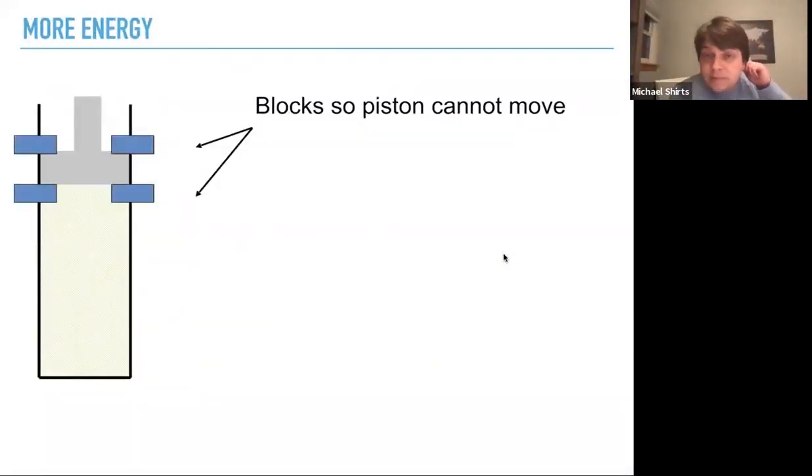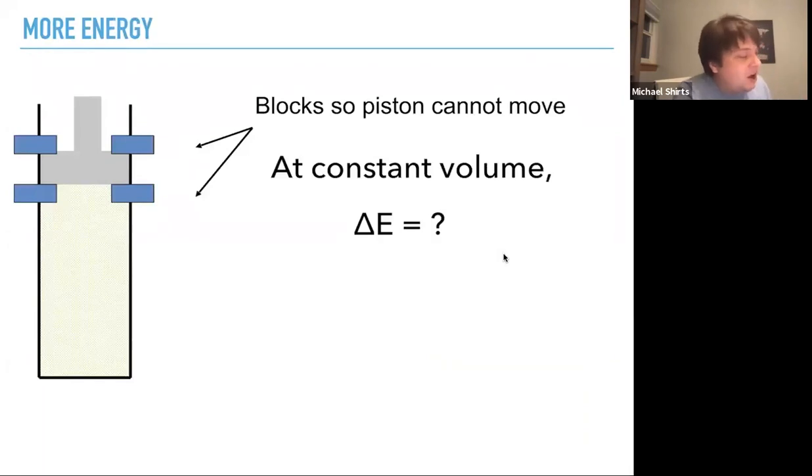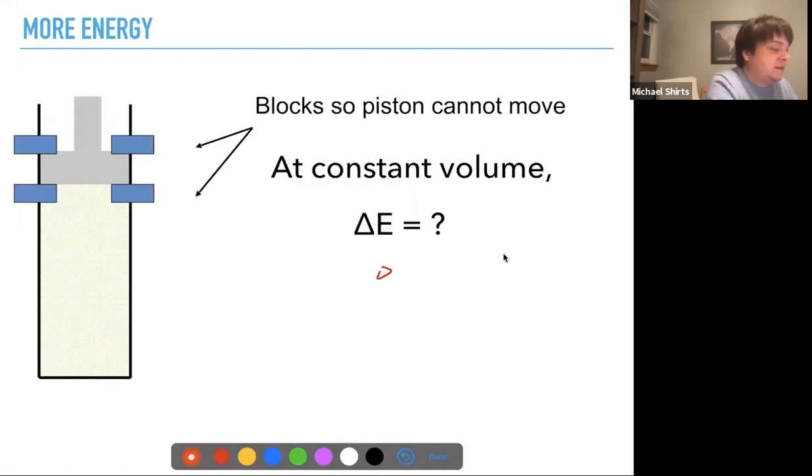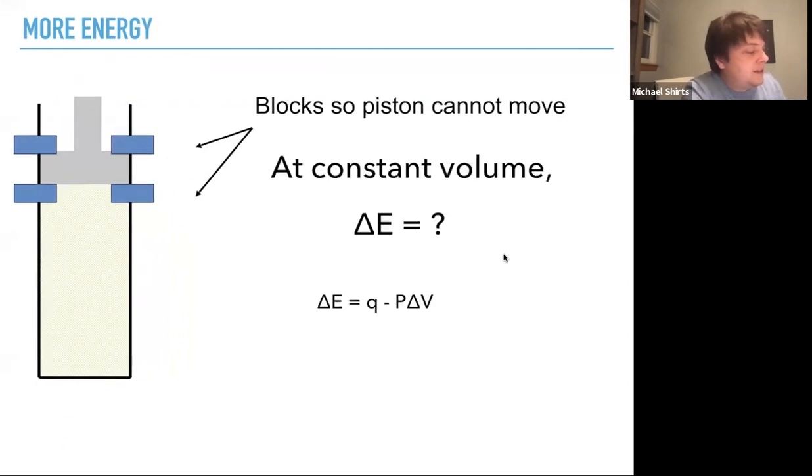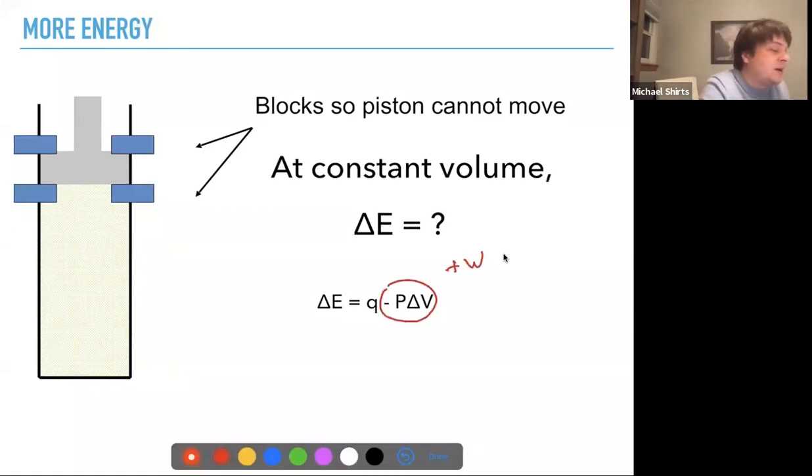So here's another situation. We have blocks, so the piston can't move. This is at constant volume, the piston can't move. What is the change in energy equal to? Assuming we only have pressure and volume work, then let's write this out: delta E is heat plus work, which is minus P delta V. That's just, this here is plus work. And since there's no change in volume, it doesn't matter what the pressure is on the system. The change in energy is simply equal to the heat.